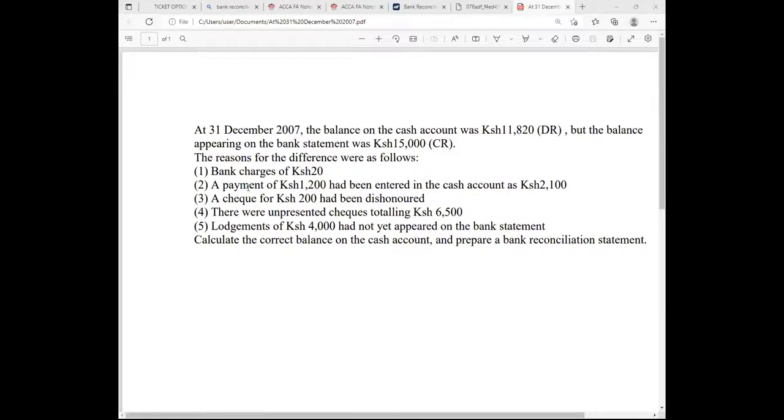And then we got the next one. We have a payment of Kenya shillings 1,200 that had been entered in the cash account as 2,100.